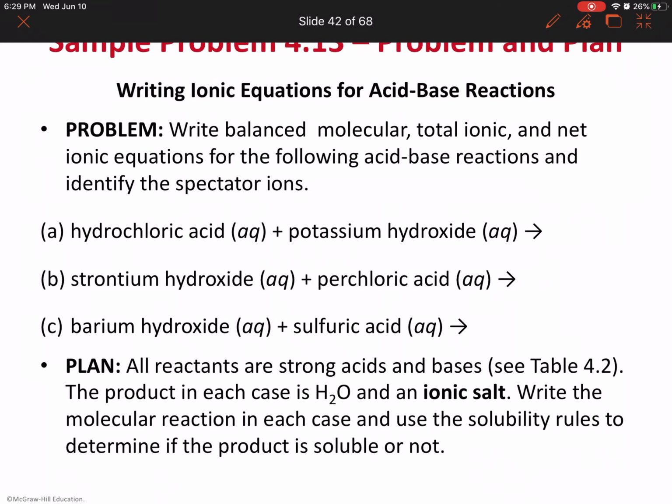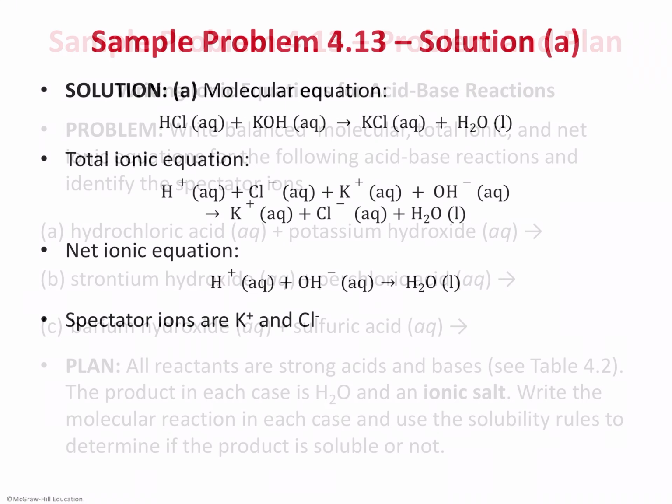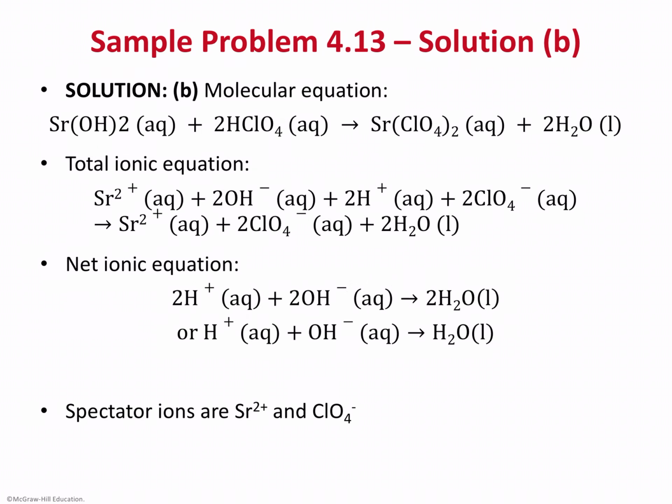Okay. And then the other one, strontium hydroxide and perchloric acid. Strontium is +2 charge, hydroxide -1. So when you crisscross the charges, this is the formula for strontium hydroxide. With perchloric acid, HClO4, it is going to form strontium perchlorate, and hydrogen and OH are going to form a water molecule. And then we need to balance the equation.